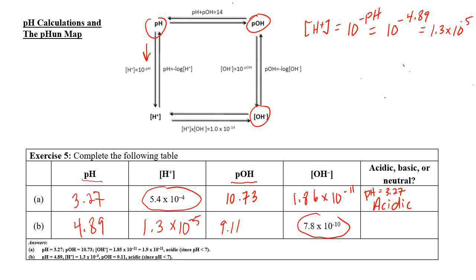So finally, is this solution acidic, basic, or neutral? Well, you're going to look at the pH value. The pH was 4.89. That falls in the range of an acidic solution because it's less than 7.